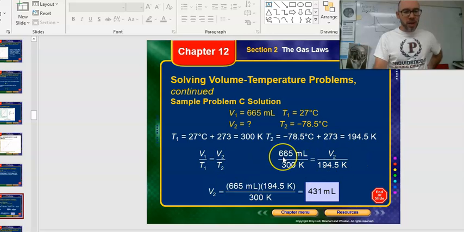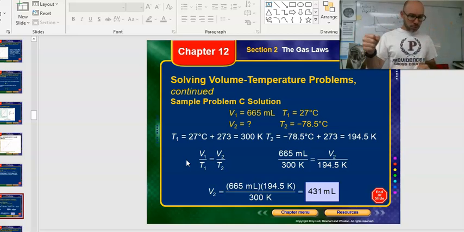We can either do it this way and just do the math, or you can do V1 over T1 and then multiply by T2. T2 times V1 over T1 equals V2. How do you like that? Plug the numbers in. Double check what kind of units you ought to have. Look at the answer and see if it makes sense.